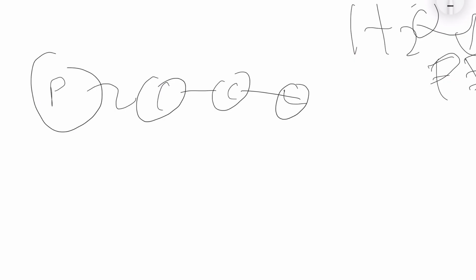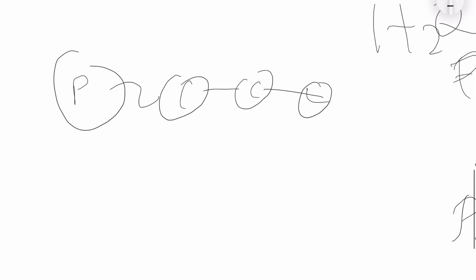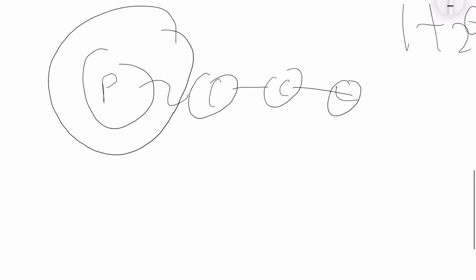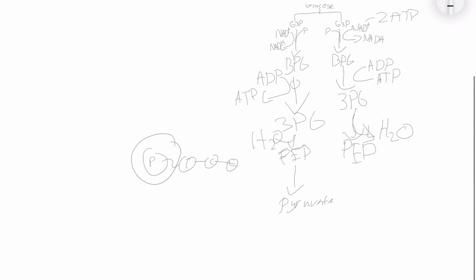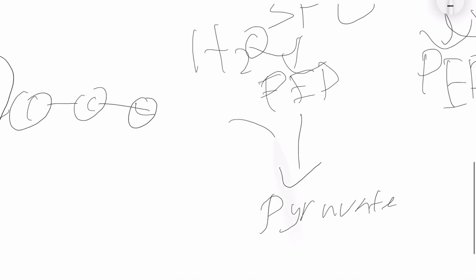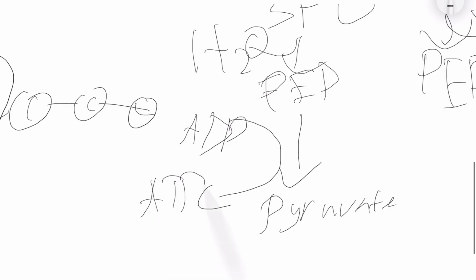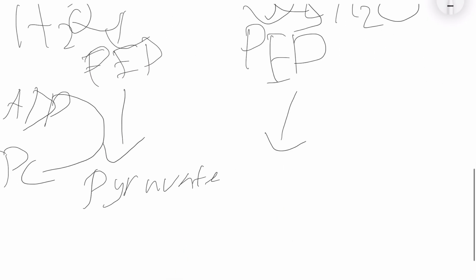So we want to get to pyruvate. And to do this, we need to get rid of this phosphate. We don't like this phosphate. So we're going to do what we did here, and we are going to take 1 ADP and make 1 ATP. And this happens here as well.